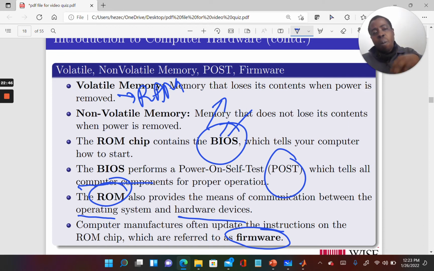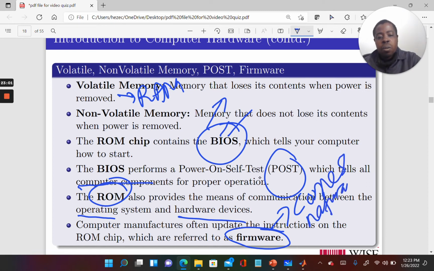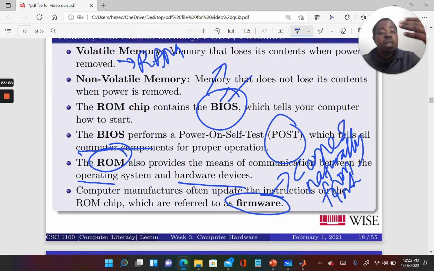So computer manufacturers often update instructions on the ROM chip, and those instructions are called firmware. Now the firmware comes with your hardware from the industry. Okay, it's a software too, but that actually comes from the industry, naturally, when you buy the equipment, so it's already part of it. Okay. So the firmware is a company product. They put it as part of what? The native integral part of your equipment that you bought from them. Okay, firmware. So a firmware is a software.